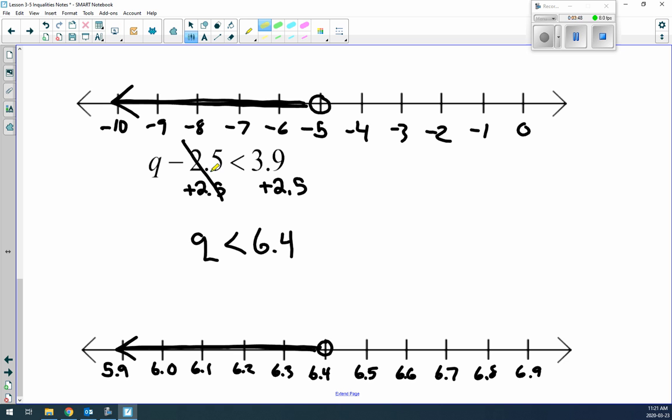How do you get rid of the negative 2.5? Well, you add 2.5 to both sides. These two here cancel out. They're equal to 0. So 3.9 plus 2.5 is 6.4. Q is less than 6.4.